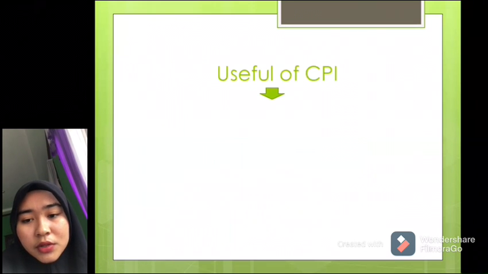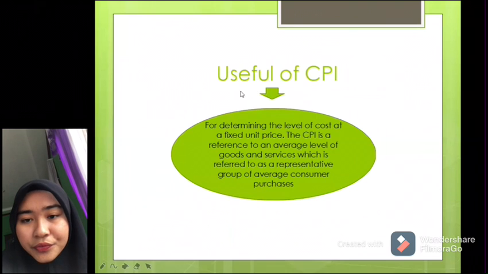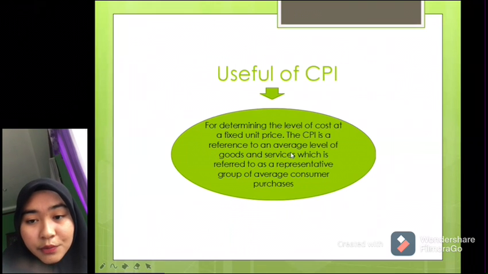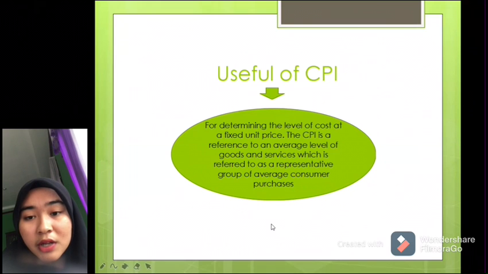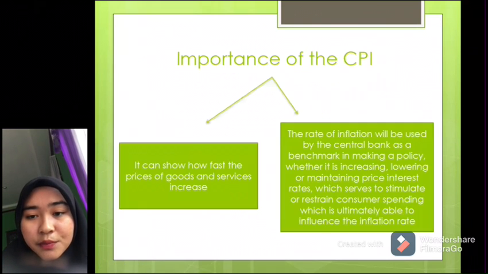So, what is the use of CPI? CPI is also useful for determining the level of cost at a fixed unit price. The CPI is a reference to an average level of goods and services, which is referred to as a representative group of average consumers. So, what is the importance of the Consumer Price Index or CPI?